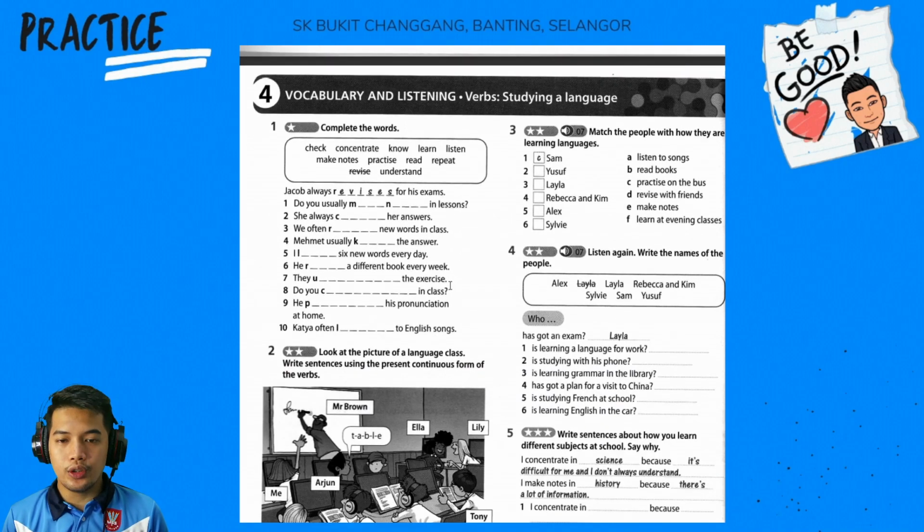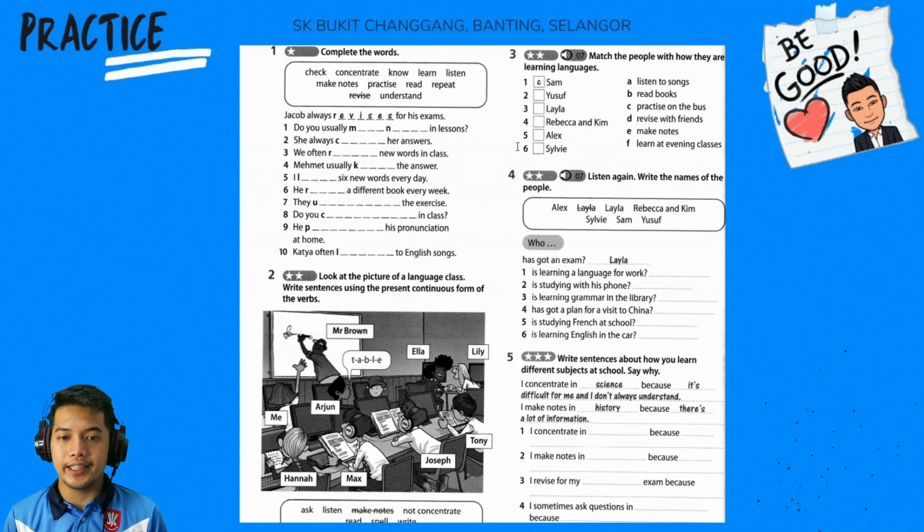Alright, so let's look at exercise 3 and 4. I will give you an audio in our WhatsApp group. You need to listen and then you need to fill in the blank. For number 3, you need to match. For example, Sam, C. You need to fill in the box here with the alphabets here. For example, number 1, Sam, C. Practice on the bus. So after this, you need to listen to this audio and then you need to fill in the boxes. Alright, same goes to number 4.